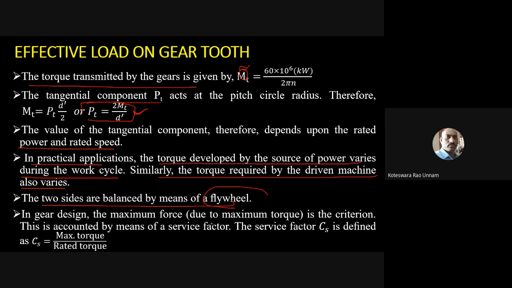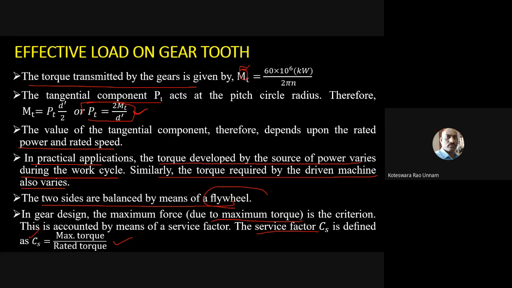So now, to calculate this maximum torque, a service factor needs to be included in our equations. Therefore, the service factor CS is defined as maximum torque divided by the rated torque. Rated torque is nothing but the average torque, and maximum torque is maybe, sometimes during the starting of a motor, going to be the maximum. So like that, based on the maximum torque and rated torque, we calculate the service factor.